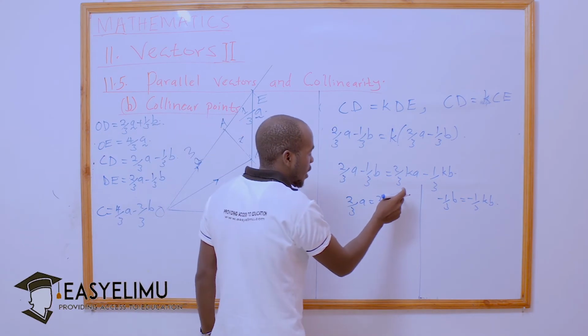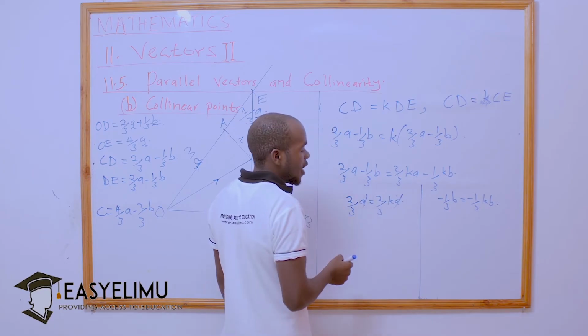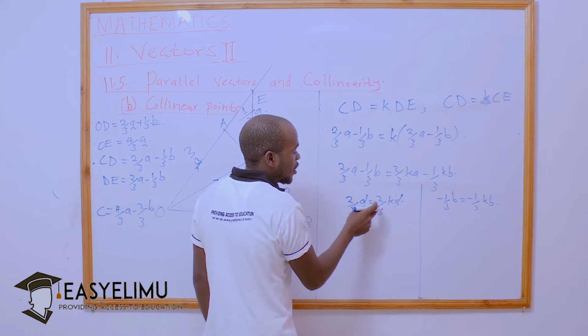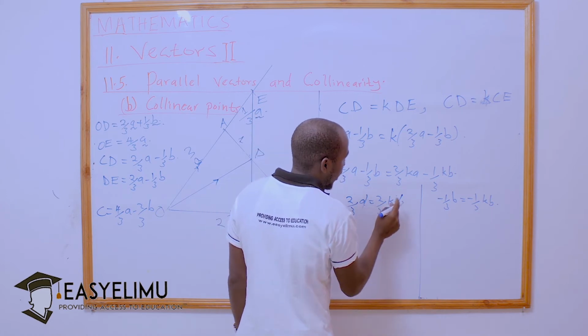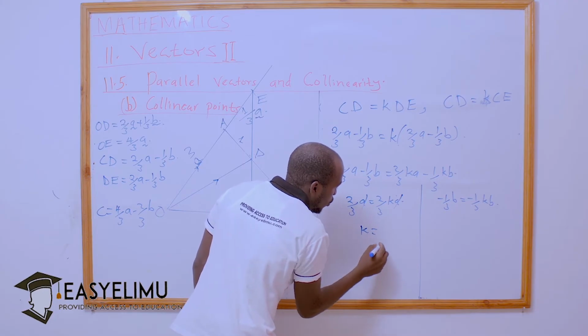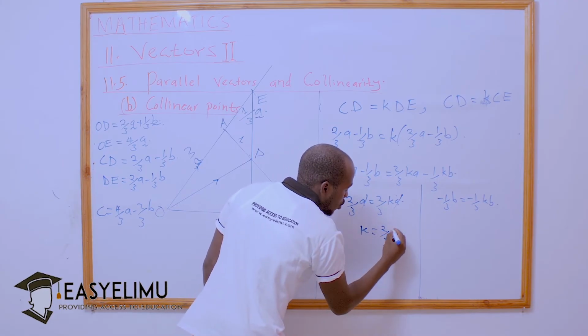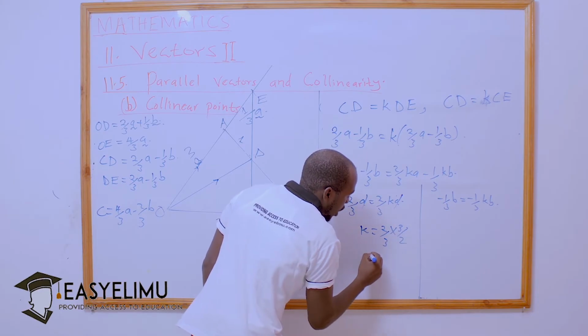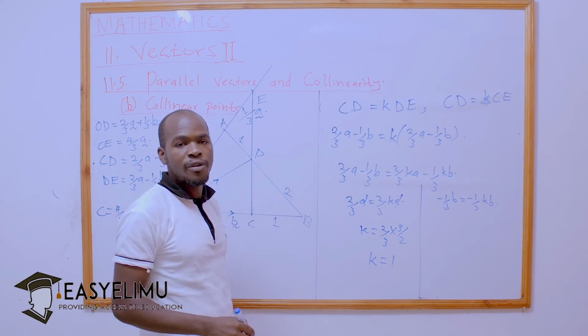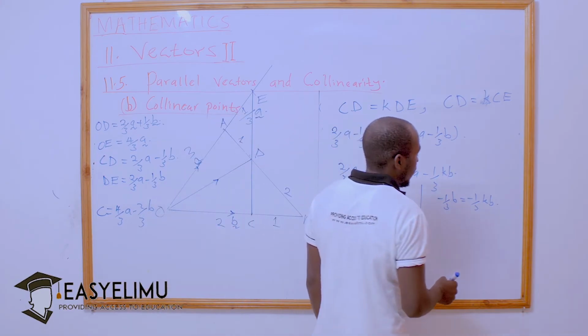So here we can cancel a by dividing both sides by a, and we shall find 2 over 3 is equal to 2 over 3 k. So to find the value of k, we are going to multiply 3 over 2 on both sides, and we shall have 2 over 3 multiplied by 3 over 2. We are going to find k is equal to 1. Let's see if the other method will give us the same value.